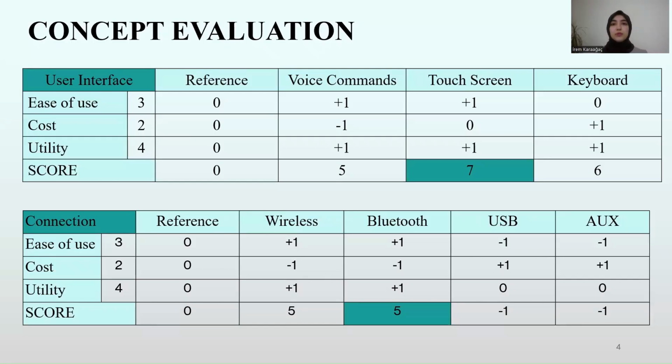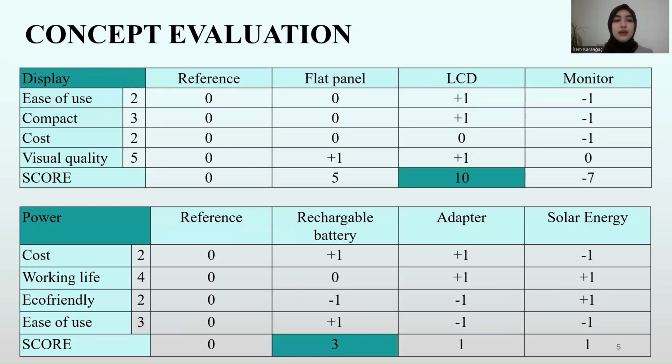We use the AHP method to select the best options from the concept table. While using this method, we utilize the concept table and concept fund tables. And according to the results in the concept evaluation tables, we decided to use touchscreen, Bluetooth, LCD, and rechargeable battery.